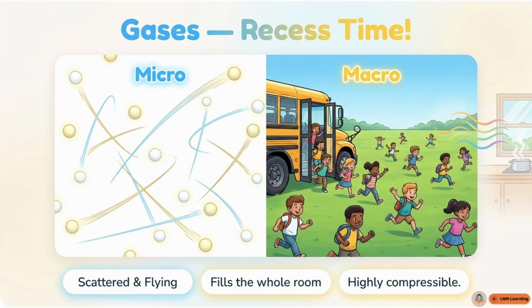Lastly, gases, like the air around you. Now imagine recess. The kids burst out of the bus and run all over the playground, far apart, going everywhere. That's a gas. The molecules spread out with big empty gaps between them. So gas has no fixed space but fills the entire room. Ever smell breakfast cooking from the kitchen? That's gas molecules flowing into your nose. And because of those big gaps, gases are super easy to squish, meaning they are highly compressible.